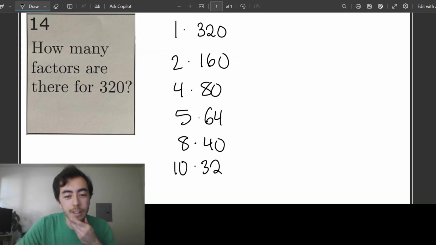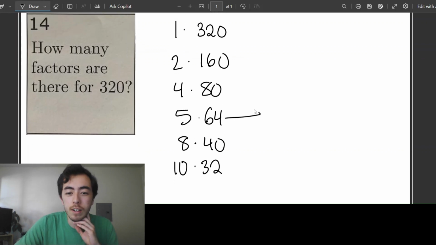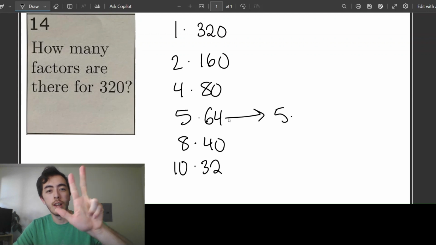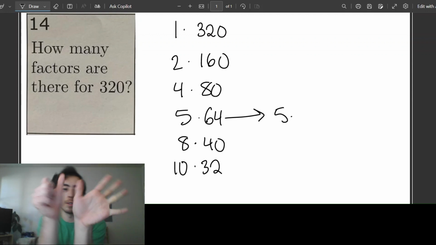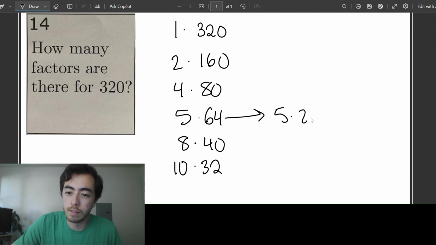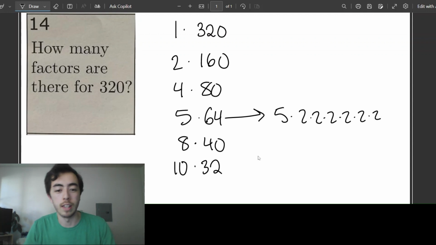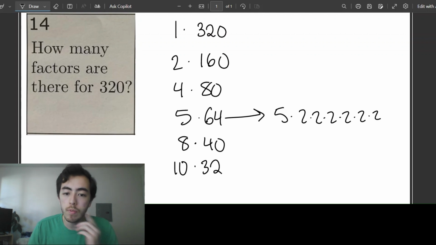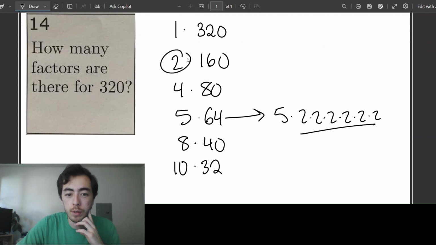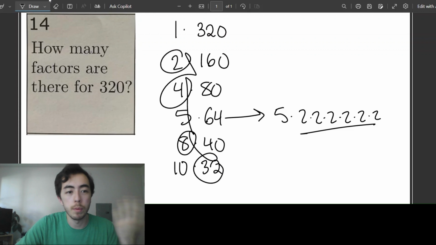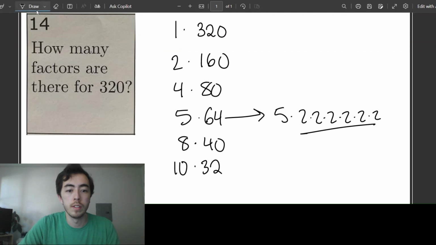And how should we find it? I'm noticing here that 320 is just 5 times a whole bunch of 2's, right? Because 2 times 2 is 4, 8, 16, 32, 64. So we have six 2's all being multiplied, and then finally that 5. So I'm wondering if I've already gotten all my powers of 2. There's 2, 4, 8, 32. Okay, we skipped over 16. There we go.